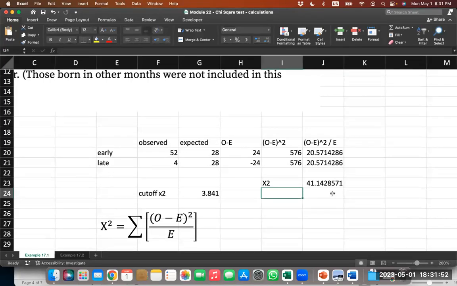So now we see that this is clearly larger than our cutoff value, and consequently it exceeds the cutoff value. Thereby the p-value is smaller than our alpha of 5%. Consequently, we can assume that there's an association between time of the year and the probability to become an elite youth soccer player. So we're rejecting our null hypothesis.